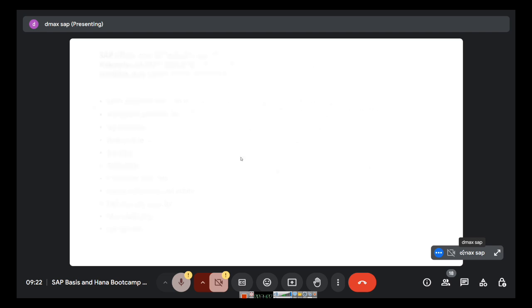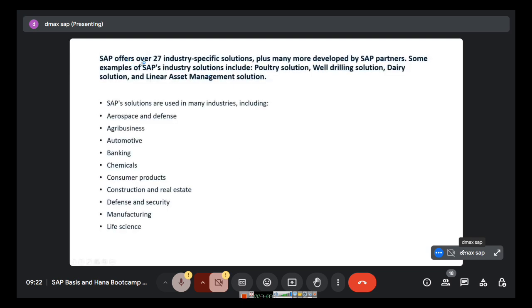So for this business, you need to procure this software, and this will be helpful for you. SAP offers over 27 industry specific solutions, plus many more developed by SAP partners. If the company you are going to start is not in these 27, SAP has so many partners in the world, and they will provide you a solution. Out of these 27, if your organization is different, a SAP partner can provide a solution for you.